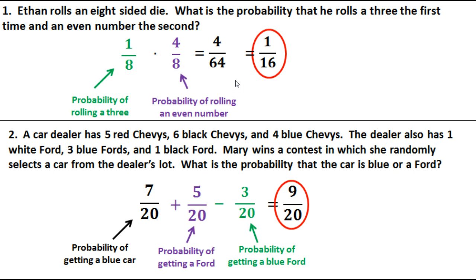Had the question been what's the probability that he rolls a 3 or an even number, then we would add the two. But because it's a 3, then he rolls the die again. So this is two separate events. When it's two separate events, we're going to have to multiply the two probabilities together.